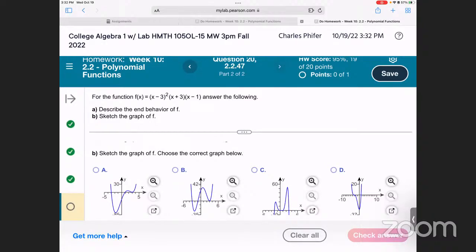Okay, so when x is 3, it should bounce off the graph, so it can't be C or D. I think both A and B bounce at 3. It should cross at the other zeros, which are 1 and -3. So it can't be B, because B has -1 as a zero. So the only one that's proper is A.